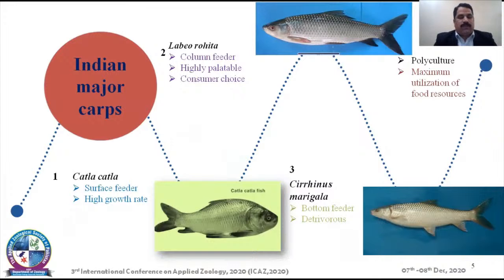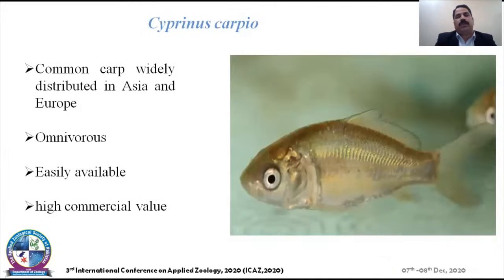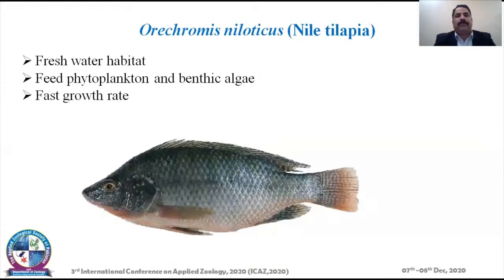In the subcontinent, freshwater aquaculture is dominated by major carp species like Catla, Labeo rohita, and Cirrhinus mrigala. In Pakistan, Indian major carps are being cultured in polyculture for maximum utilization of the feed sources in pond culture. Besides Indian major carps, there are also some carps being cultured like Cyprinus carpio, also known as Gulfam. In Pakistan, it is an omnivorous fish and easily available throughout the country. It has high commercial value.